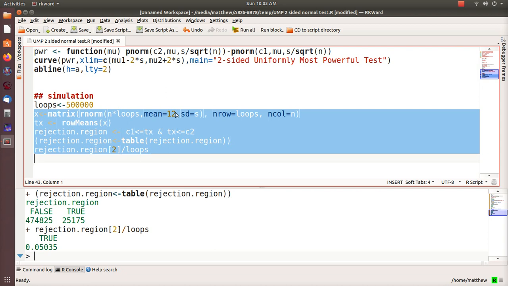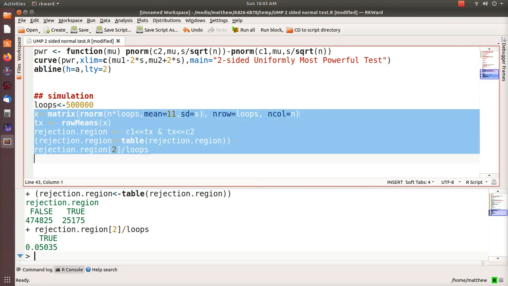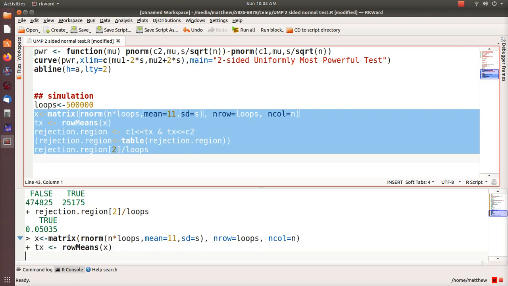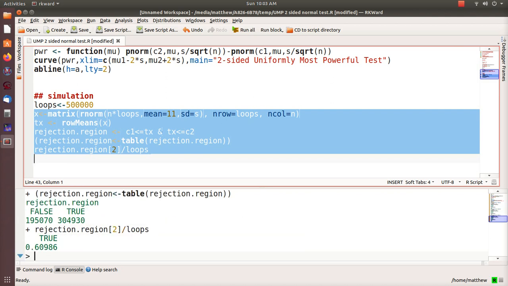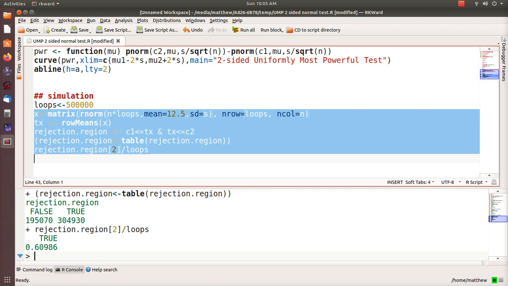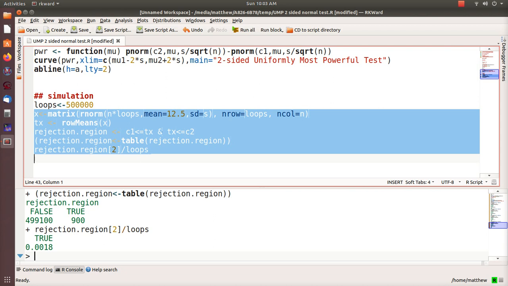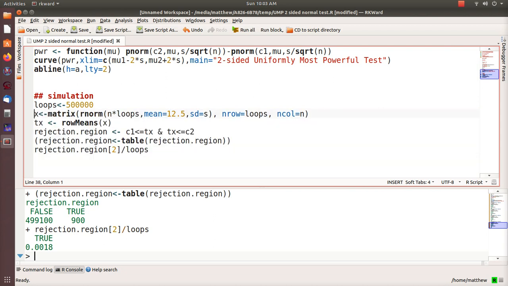That's pretty close. Now when we looked at the power curve, it looked like maximum power was at 11, around 60%. So let's simulate that, and this should be pretty darn close. It is 61%, so that's really accurate. Let's check a point that's a little bit deeper into the null region. 12.5 is deeper into the null hypothesis region, so this should be less than alpha, less than 0.05. Let's look at that value. And it is. Okay, well, this is all I have for this video.